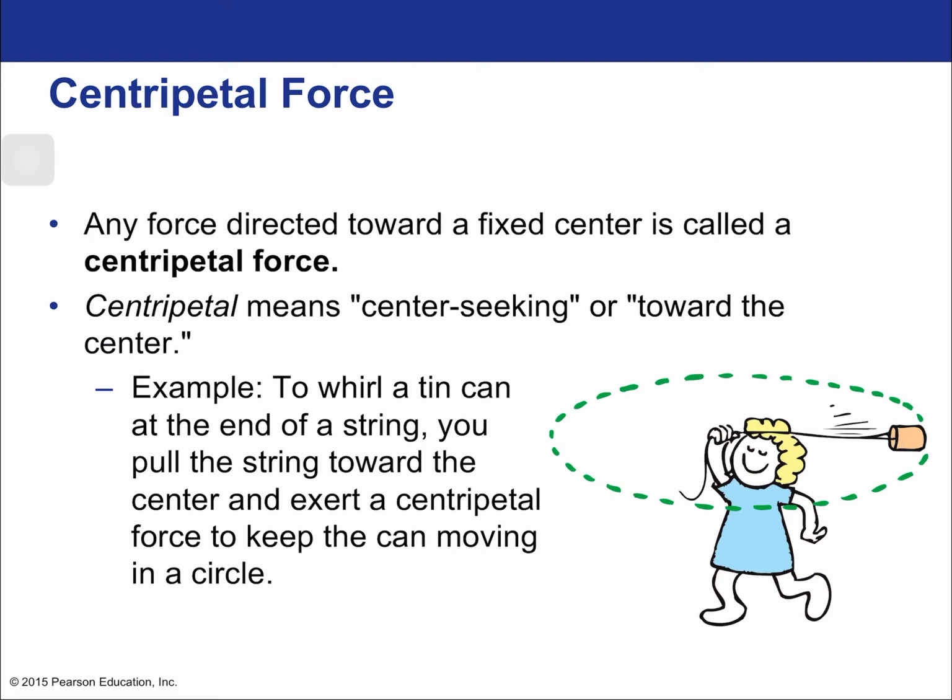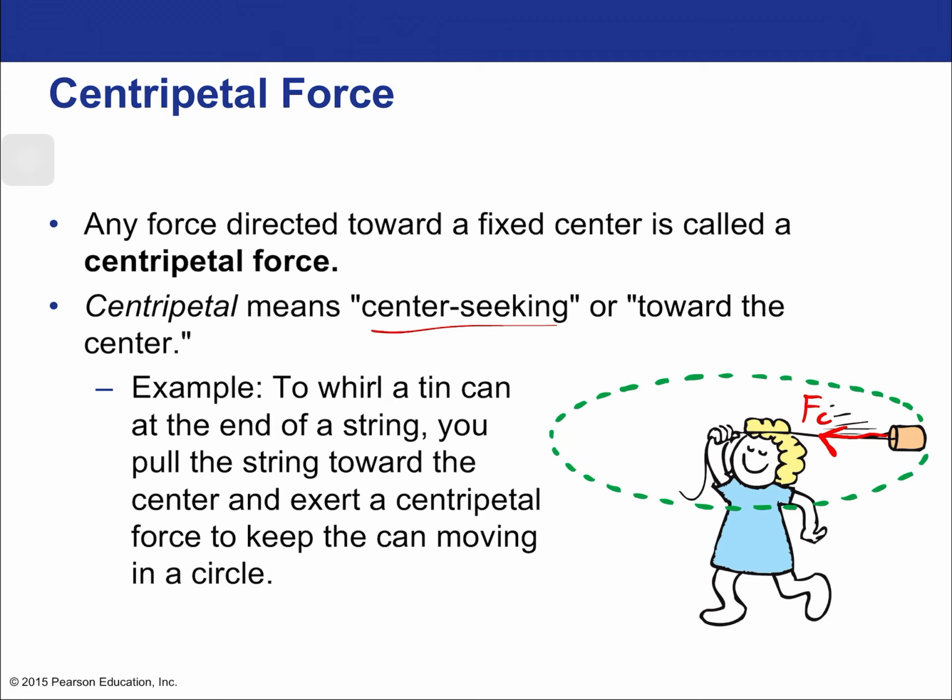Okay, so this is going to relate nicely to the ideas of linear motion and rotational motion that we opened the slides with. So any force directed towards a fixed center is called centripetal force. Okay, centripetal force actually means center seeking, or towards the center. So that's why we know that the force always points towards the center. So this would be F_C for centripetal.